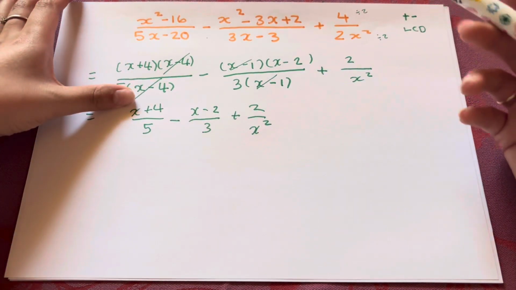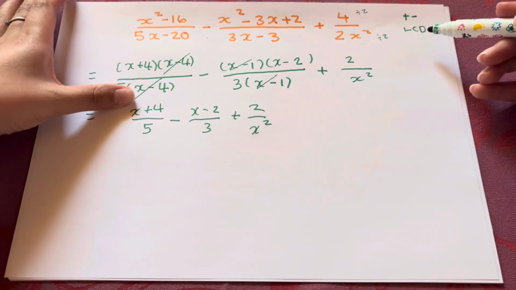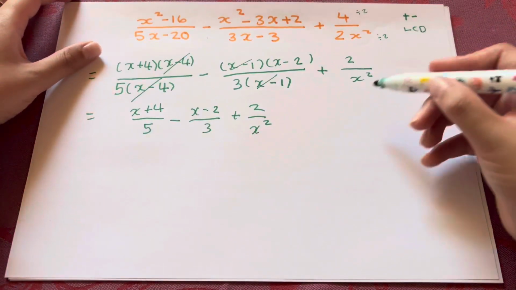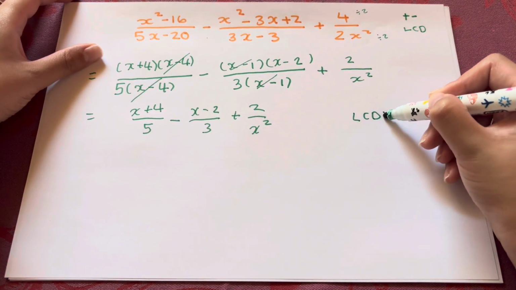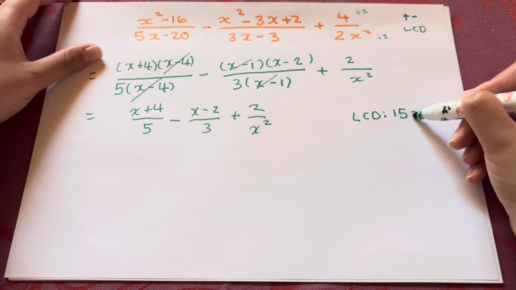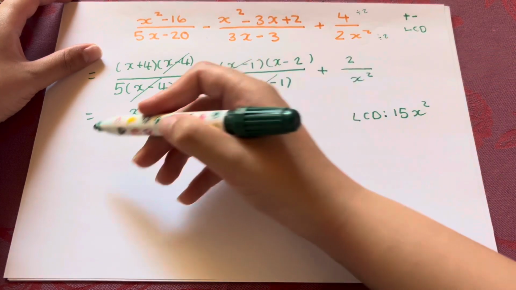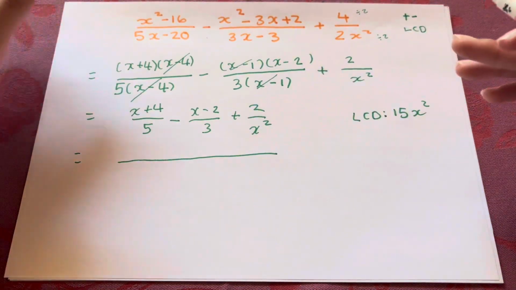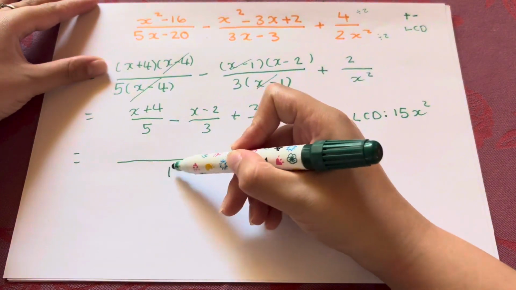At this point, we want to establish the LCD. So what number can 5, 3, and x squared all fit into? The LCD is their product, so that will be 15x to the power of 2. I like to do it over one big denominator instead of writing it as 3 individual terms.